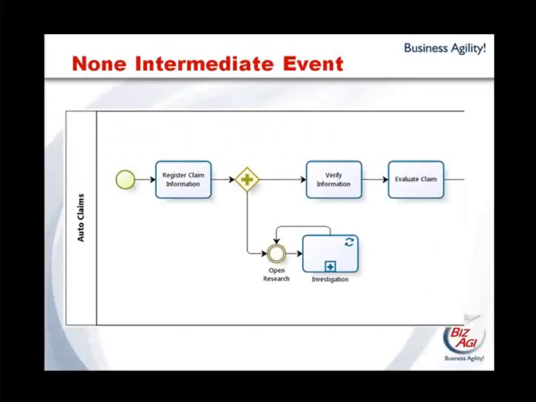In the example, we can see an intermediate event that is called investigate, that when activated, launches a sub-process of investigation. In this case, it is diagrammed with an event that can or cannot occur within the process.